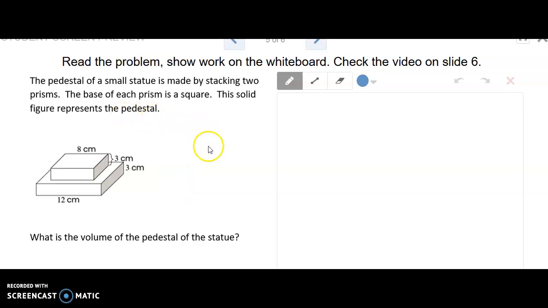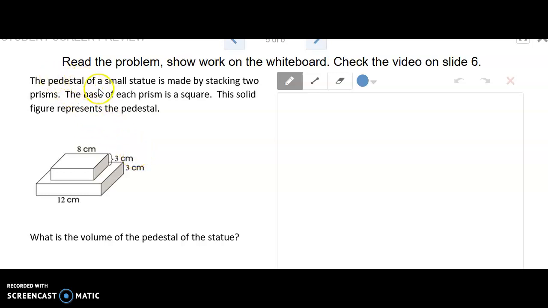Okay, boys and girls, let's look at slide 5 from today's Desmos. It says to read the problem, show your work on the board, and of course, you're watching this video to check your work. If you need to make changes to your board, it's absolutely okay. So let's read this problem. Ooh, I had fun with this one.